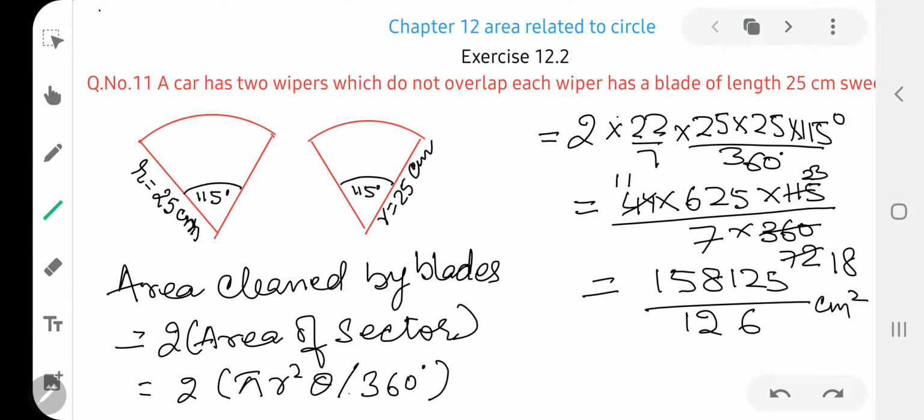Hello, dear students. Today we will start with Chapter 12, Area Related to Circle, Exercise 12.2, Question number 11.